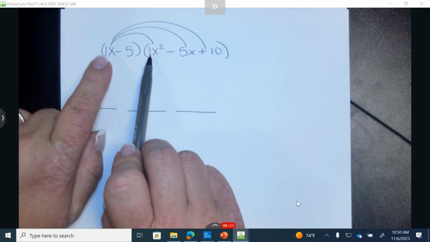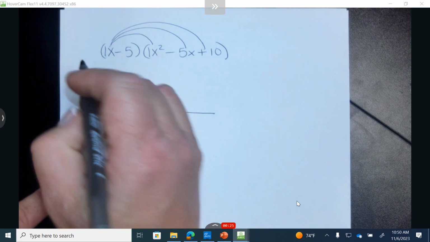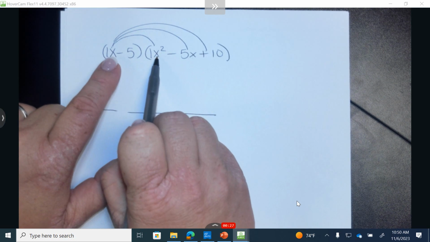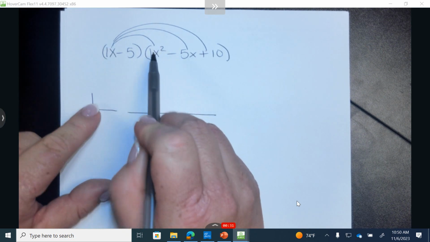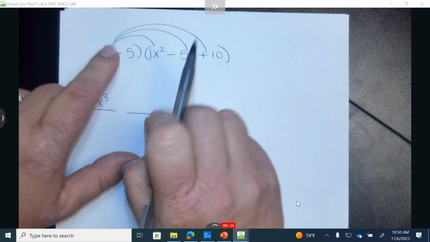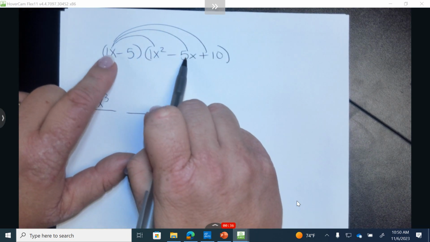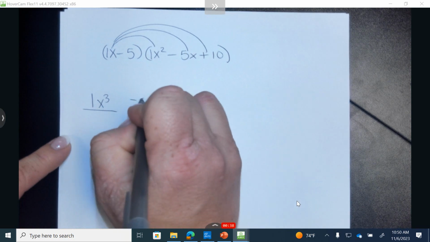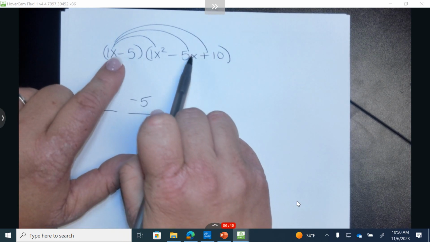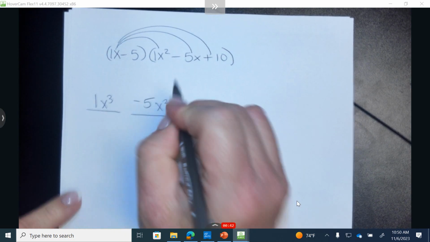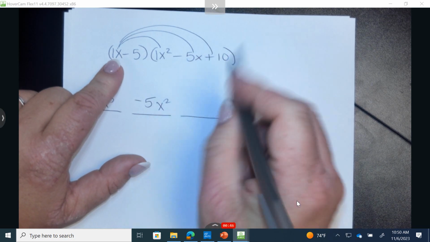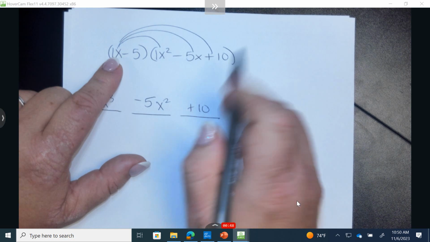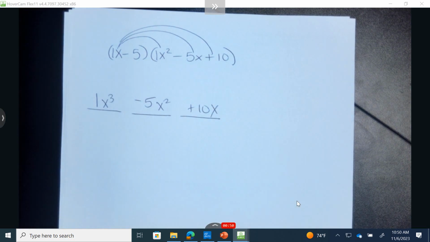So I'm multiplying. Here we go. 1 times 1 is 1. And there's not 2 x's, there's 1, 2, 3. When you have the same base, you keep the base and add the exponents. Okay, next up. Negative 5 times 1 is negative 5, and there's 2 x's. 1 times 10 is 10, and there's 1x. Now I've done 3 rainbows.